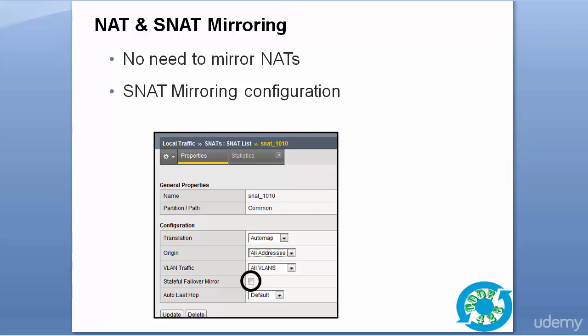As for SNATs, since multiple nodes may be using the same SNAT simultaneously, the active system needs to keep track of the connections and ports used in the connection table. If failover occurs, the standby system must have a copy of the connection records if the connections are to be maintained.